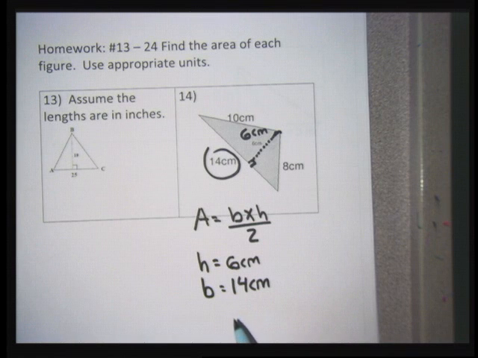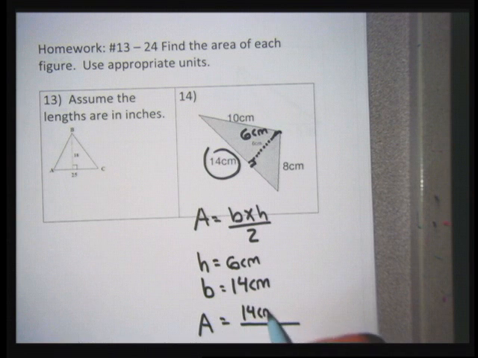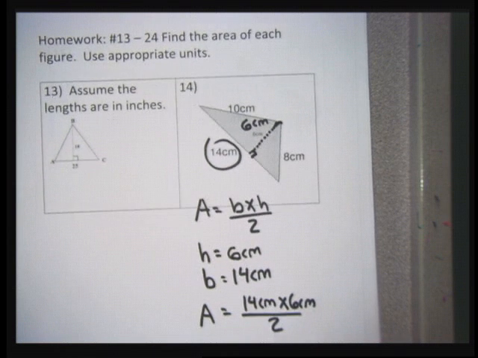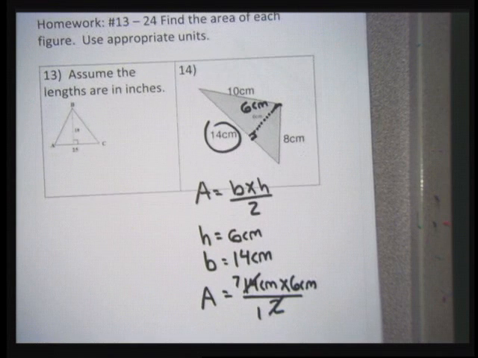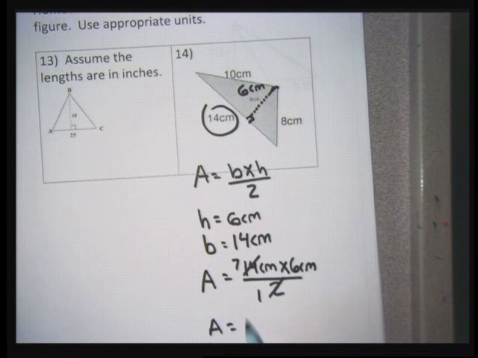And in problem 14, my area is going to be base 14 centimeters times height 6 centimeters over 2. It's probably better if I just divide first. So 2 goes into 14 7 times. The 2 turns into a 1, so I don't need a fraction anymore. In the numerator, I have 7 centimeters times 6 centimeters. 7 times 6 is 42. And centimeters times centimeters are square centimeters. So for an answer to problem 14, I'm going to say the area is 42 square centimeters. And then your 13 should work similarly.